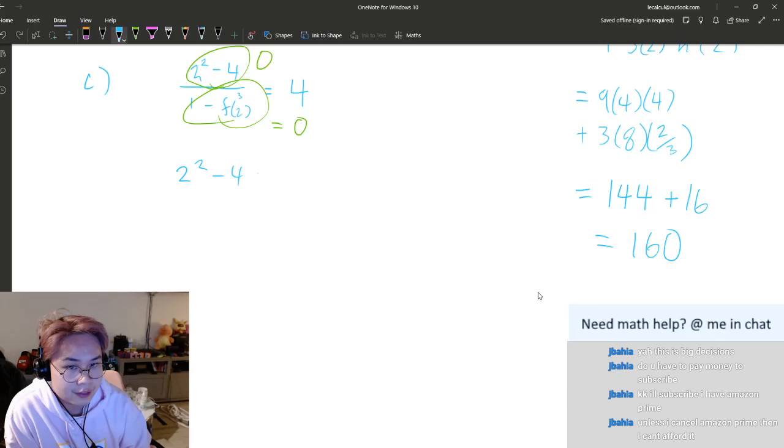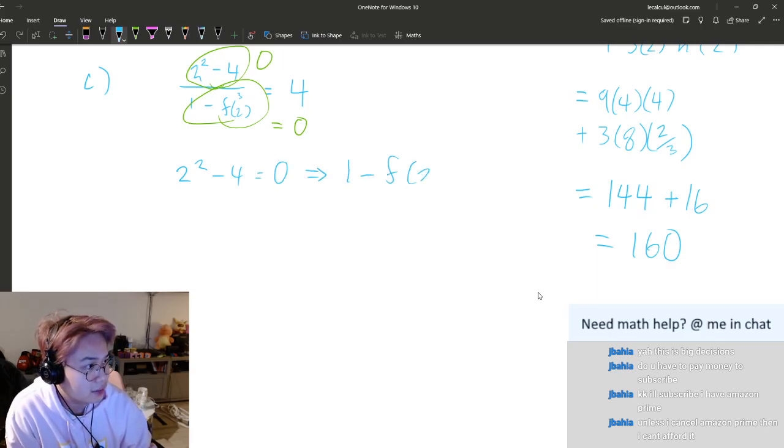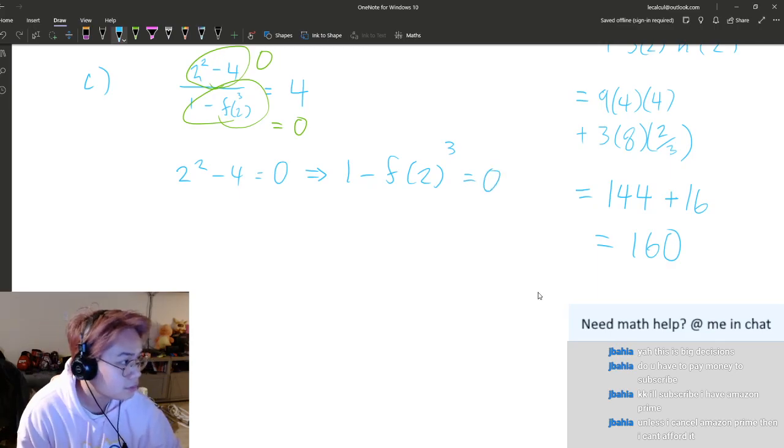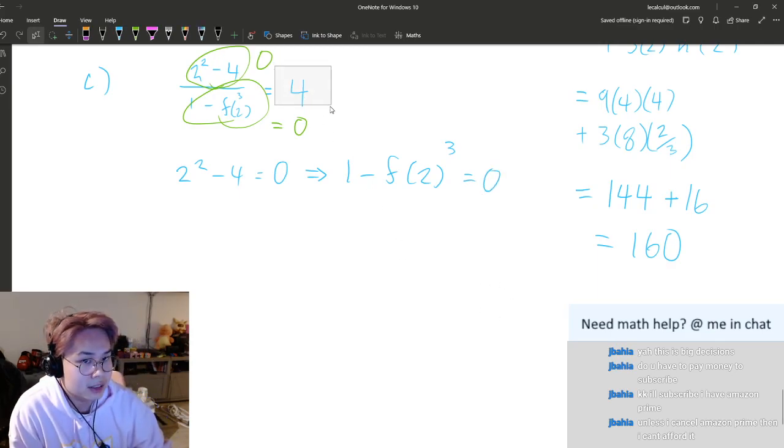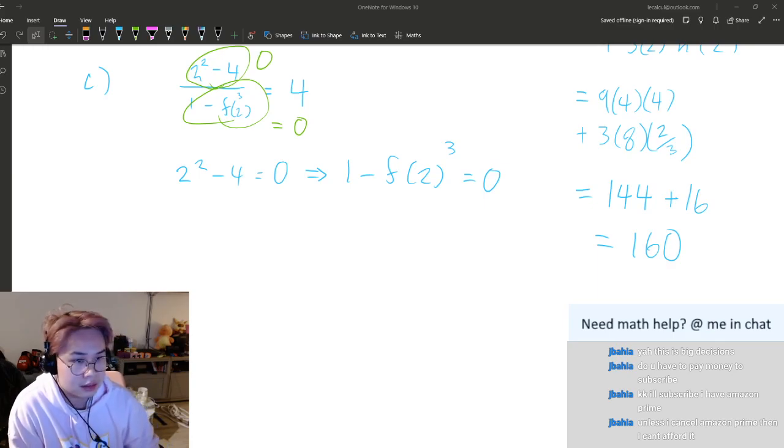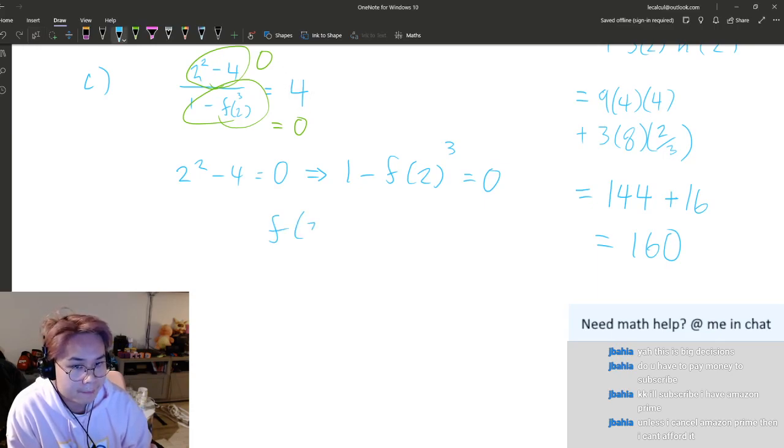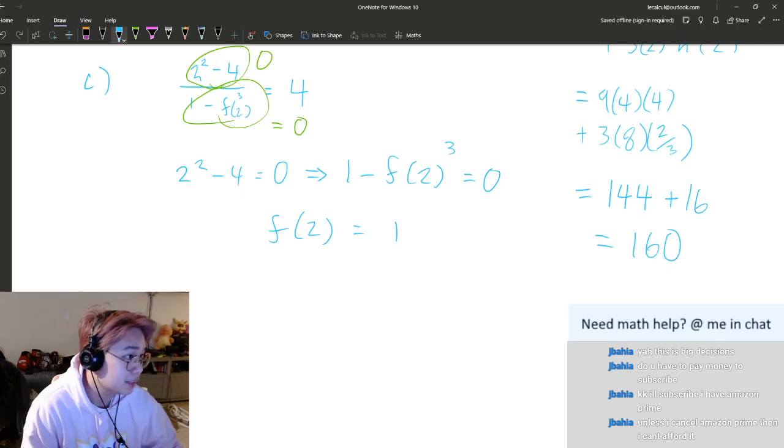2 squared minus 4 is equal to 0. So this implies that the denominator, f at 2 cubed, I'm going to put it here, that looks kind of weird, but also needs to be 0. Otherwise, there's no way that your limit could be 4. We still get the same answer, of course, but I think this is a better way to logic around it. So that means that f at 2 is 1.